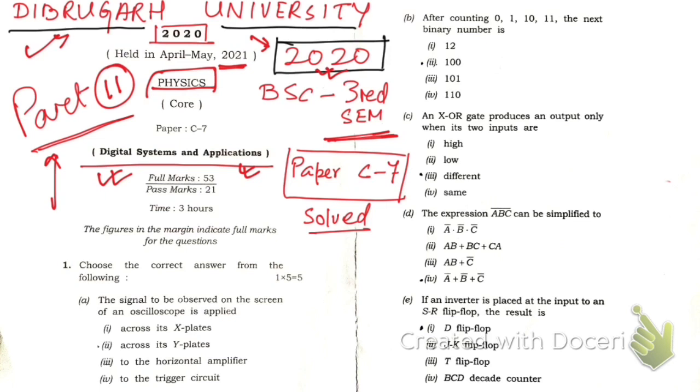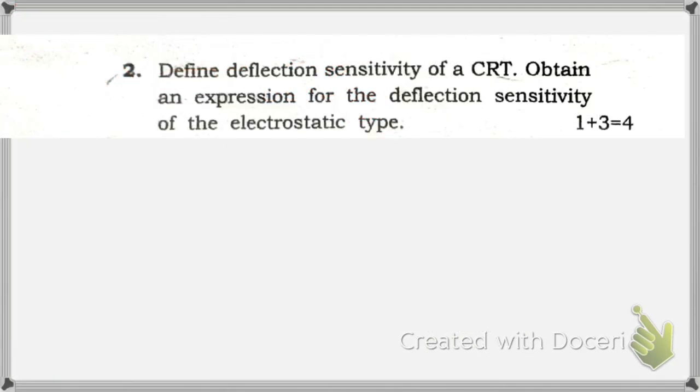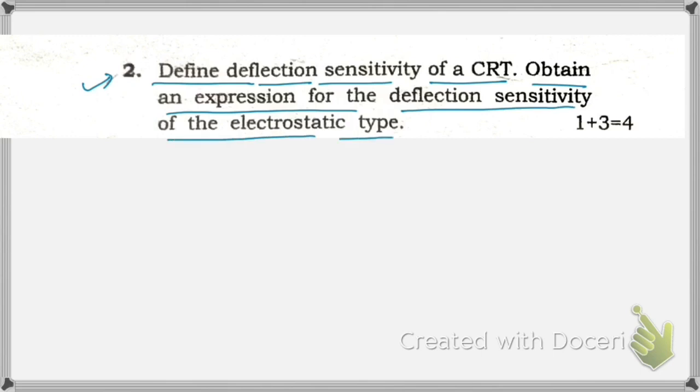So now let's start. We're going to start from question number 2, as we have already solved question number 1 in the first part. The link is given in the description box, so you may go through it. Define deflection sensitivity of a CRT. Obtain an expression for the deflection sensitivity of the electrostatic type.